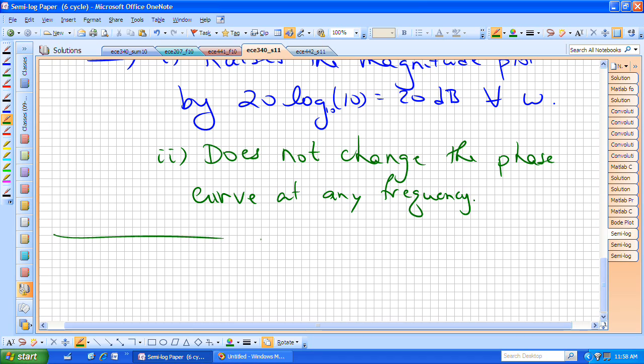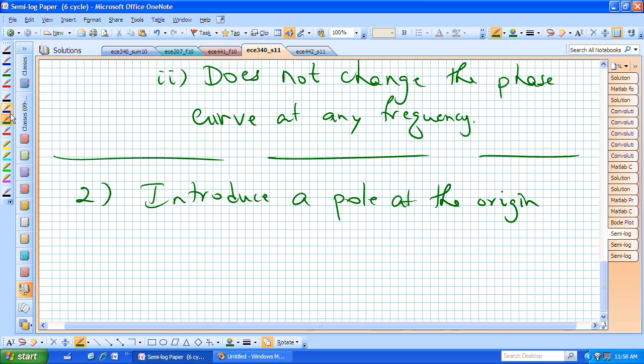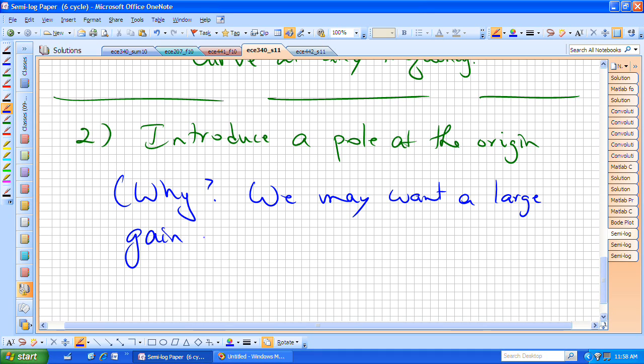What if that's not really what we wanted? Maybe we wanted to modify the original transfer function in another way. Suppose we wanted to introduce a pole at the origin. And your first thought is, why would we want to do that? Well, we may actually want a large gain at low frequencies.